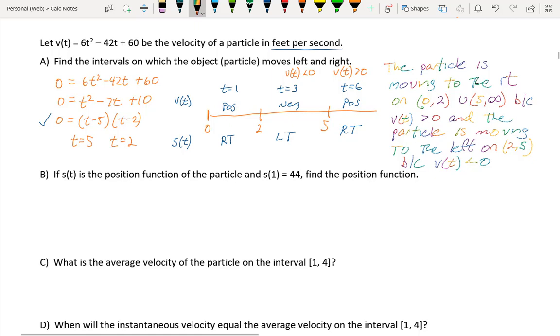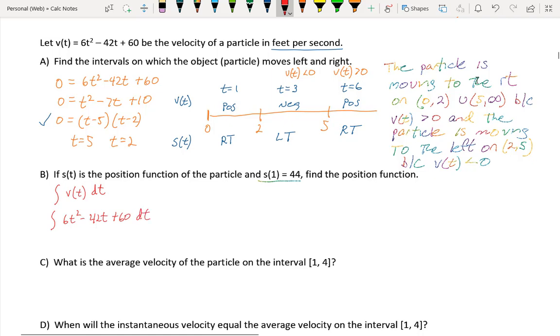Okay? All right, so it says if s of t is a position function and s of 1 equals 44, find the position function. This is an initial value problem. Okay? When they give me a function with an initial value, I can find the antiderivative and do a plus c here. So really what they're wanting me to do here is find the integral of v of t dt. Okay? So that integral is going to be the integral of 6t squared minus 42t plus 60 dt.